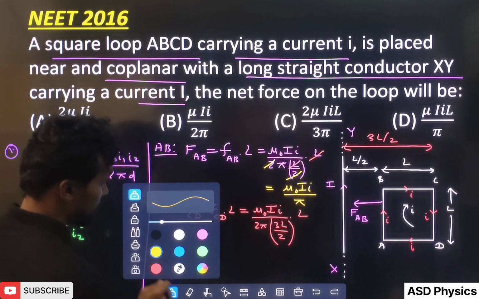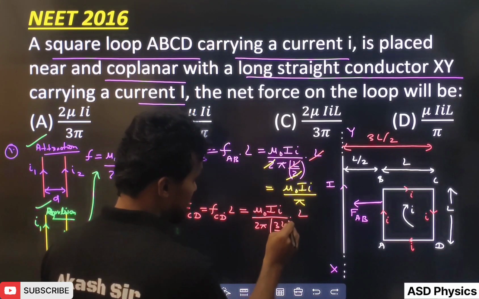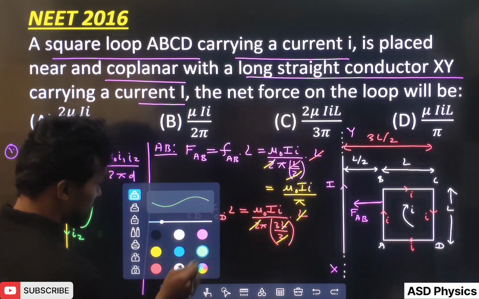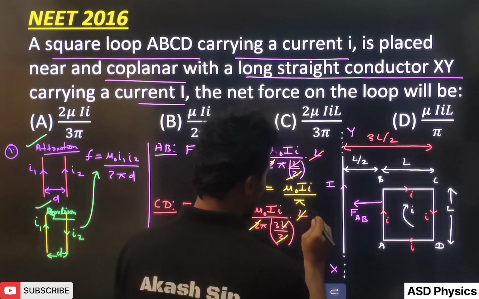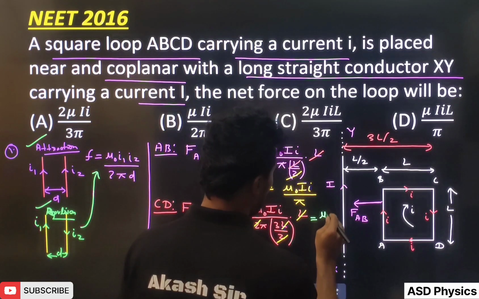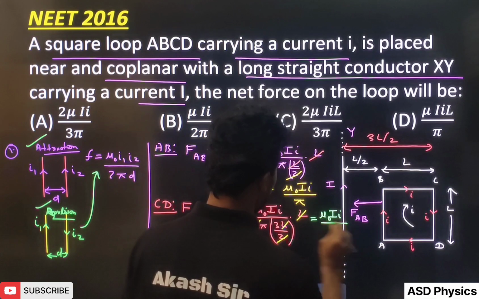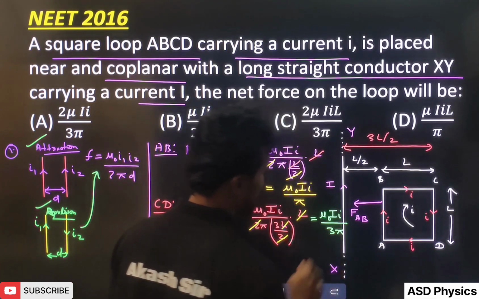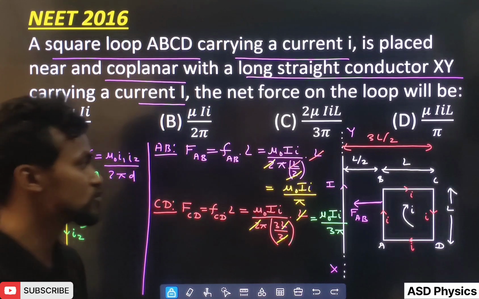Now again, cancel what other things can be cancelled here? Again this L cancels, this 2 cancels. Okay, that means what will this become here? If I write here, see here please, mu naught I by how much is coming here? 3 pi.